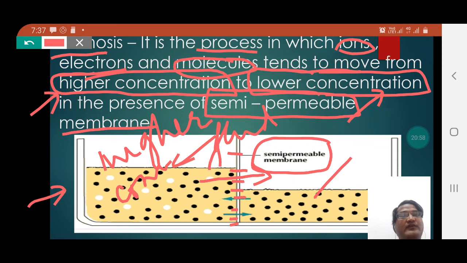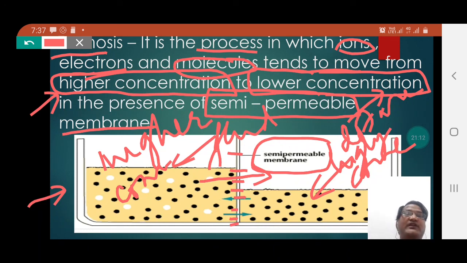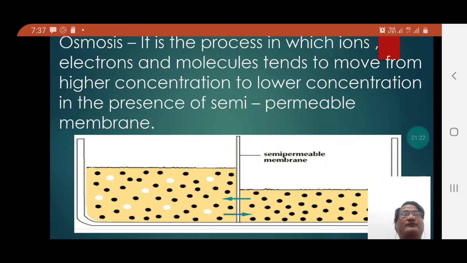Whereas if we notice here, the dot-like structures are highly concentrated. So these dot-like structures which are highly concentrated here tend to move from higher concentration to the lower concentration via the semi-permeable membrane. So students, that is why this process can be called osmosis.